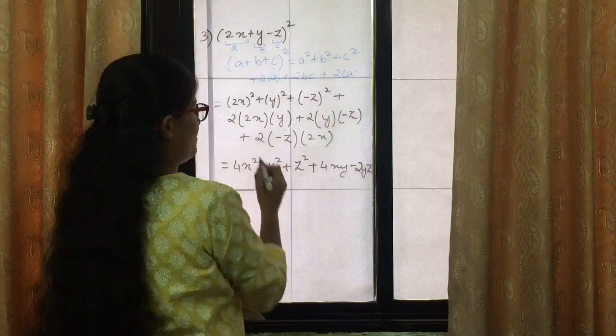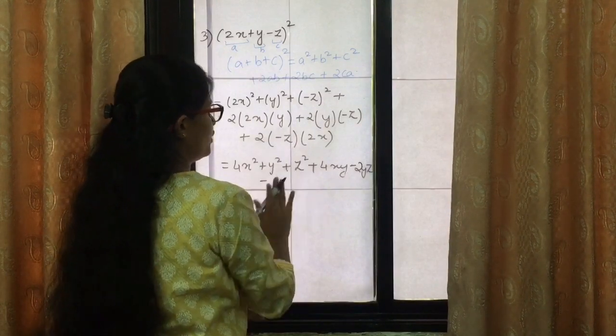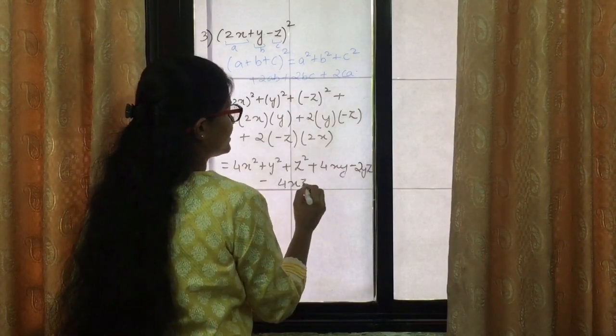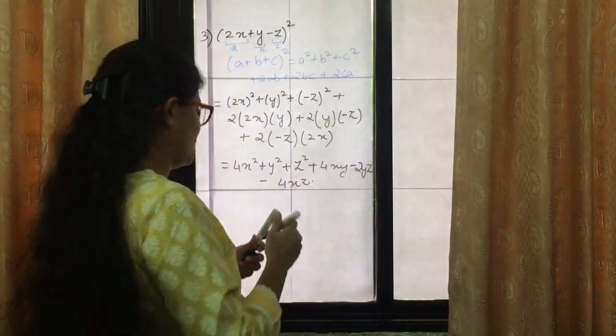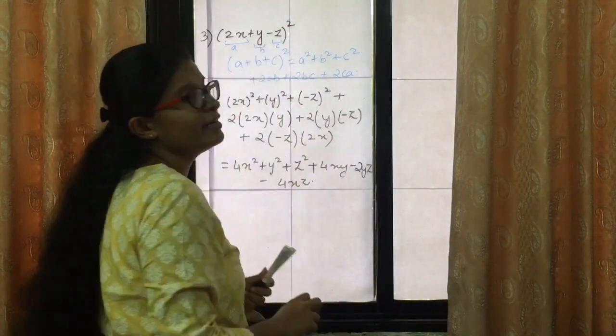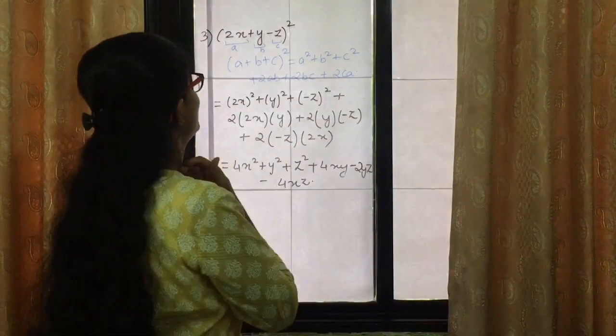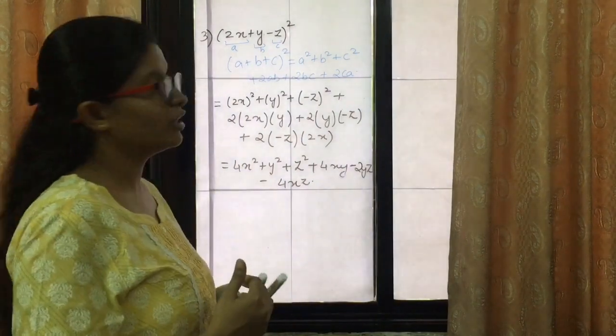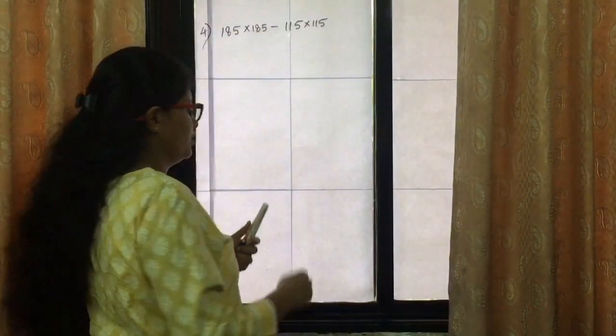Then again it will be minus, 2 times 2 will give you 4xz. So this will be the expansion of the given sum. I hope it must be clear. Now let us move further. Let's see this kind of question.